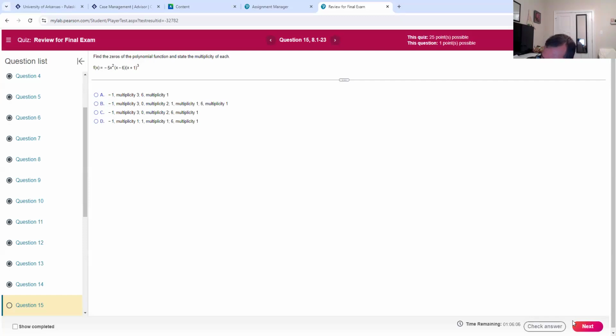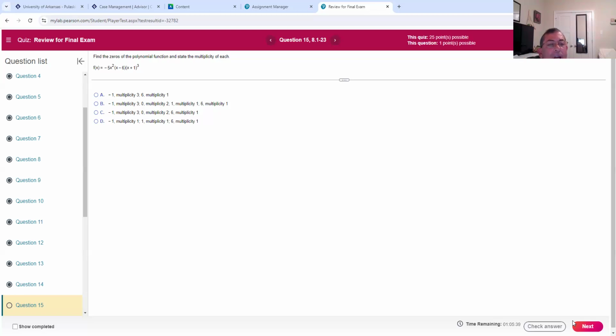All right, y'all, we'll be finding zeros here. So I got f of x equals negative 5x squared times x minus 6 times x plus 1 to the third. So you got three factors, you're going to have three zeros.